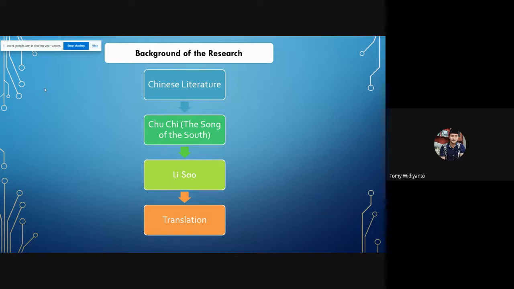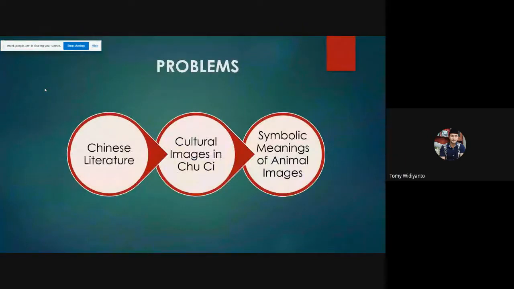In this study, we will briefly discuss the methods for translating animal images in the English translation of Li Sao by some previous studies, which come from Su in 1994, and then Yang 2001, and Su 2006, and Hawkes 1959, in light of relevance theory from Sperber and Wilson 1986. Okay, the next slide, please, Miss Litani. Okay, I have explained previously that the problems were from Chinese literature, cultural images in Chu Ci, and then the symbolic meanings of animal images. Okay, the next slide, please.